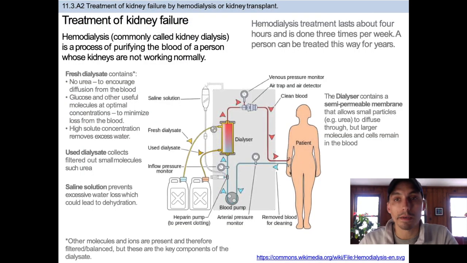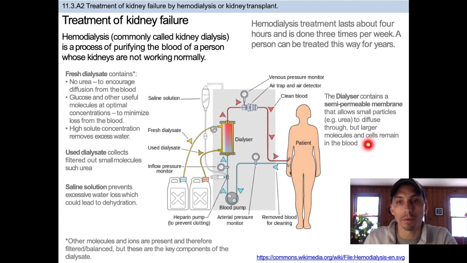Dialysis is the most common treatment for kidney failure. Dialysis treatment lasts about 4 hours and is done a few times per week. The number of times it's done depends on the severity of the kidney disease. So essentially, a dialysis machine works just like your kidney. Blood is removed from the patient. It is filtered, and then it is returned to the body. So it's basically an external kidney.